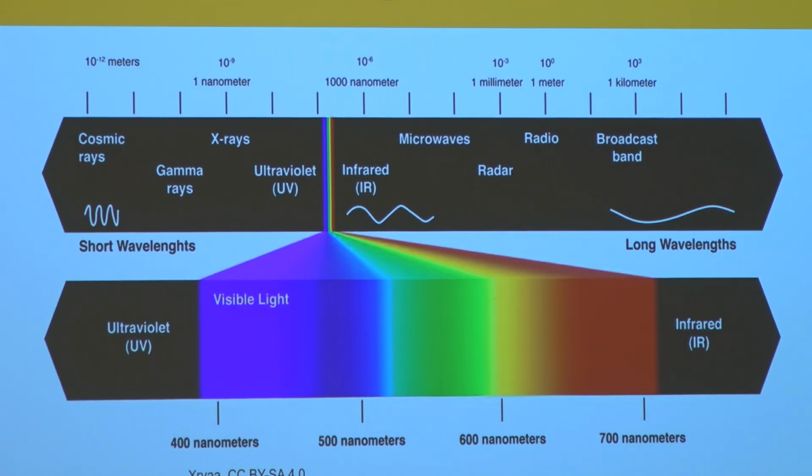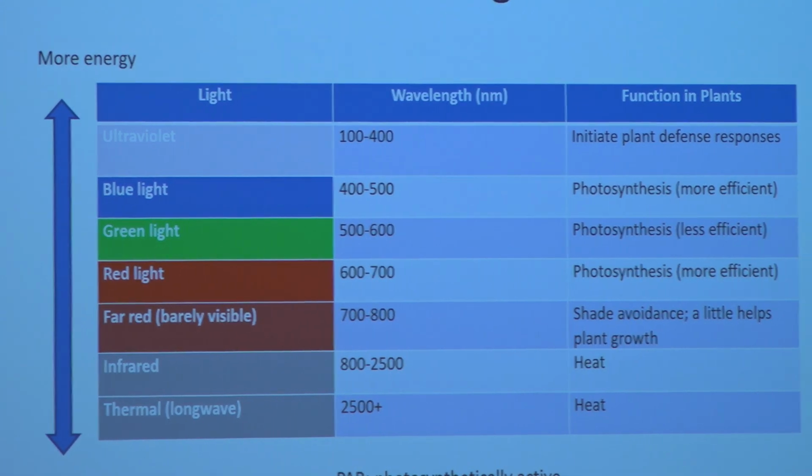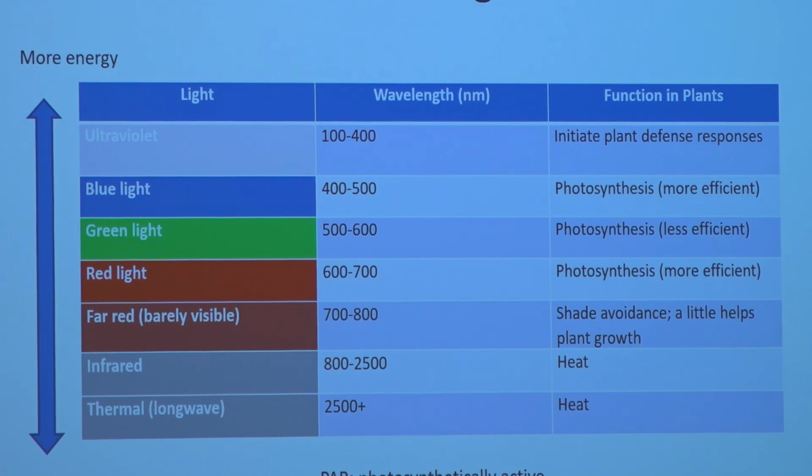You'll notice the purples and the blues are between 400 and 500. You'll notice this green light in the middle, and red light is between 600 and 700 nanometers. I can see some of you are looking a little skeptical right now because this is getting very technical. Don't worry, I'm going to really break it down for you. So let's take a look at this table.